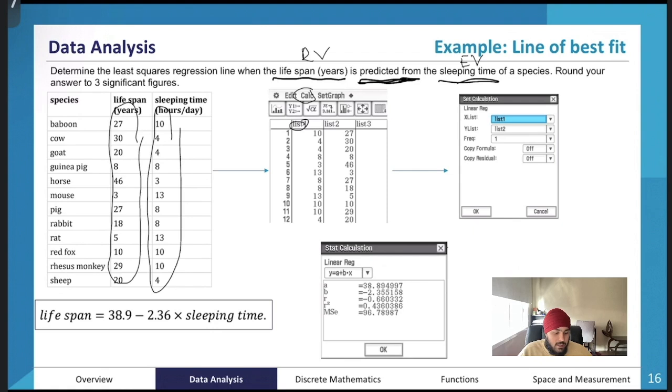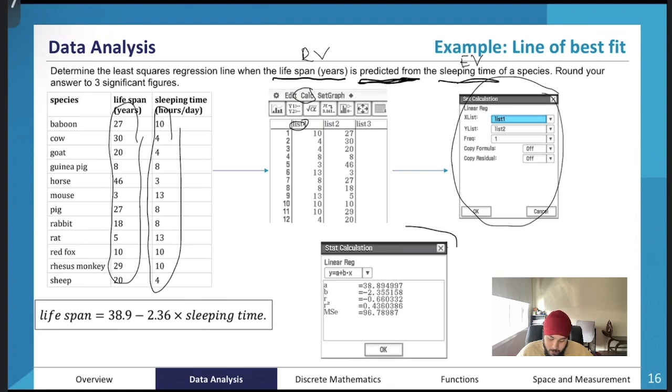So once you click on linear reg, you should get something like this. And all you do is in the X list, you just write in the list that corresponds to the explanatory variable. So I just put in list 1 because that's what I've put the data as. And then Y list is the response variable list. So I've put list 2. And the rest, just leave it as it is and just press OK.